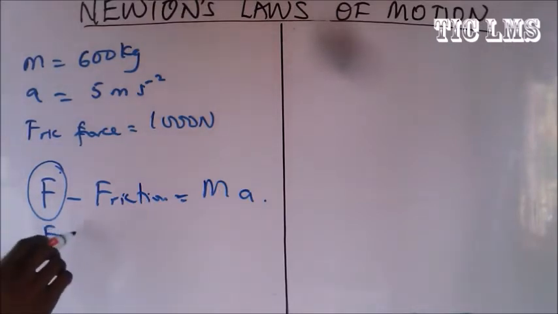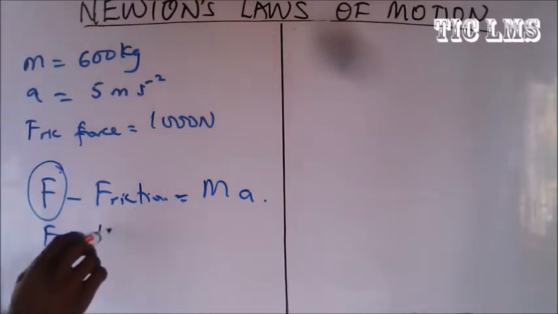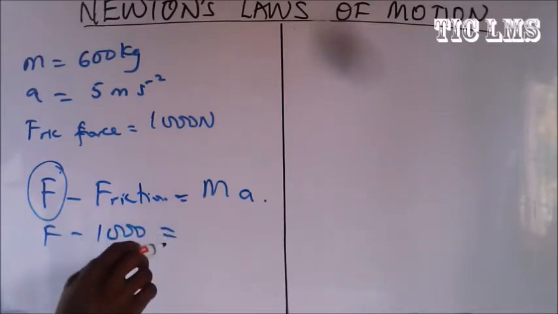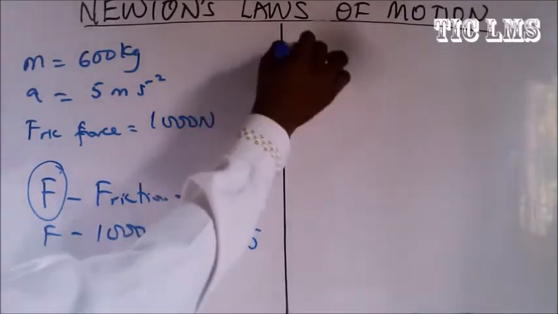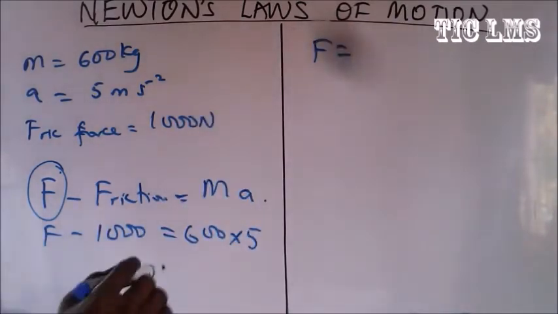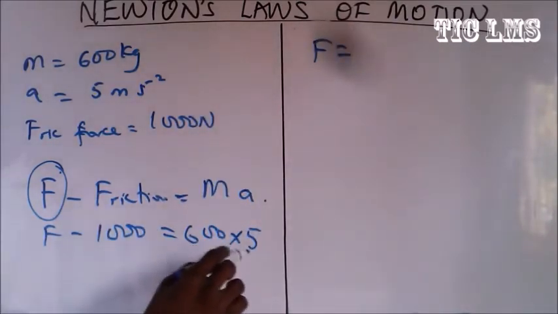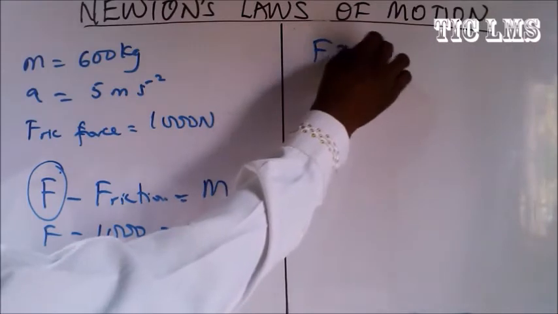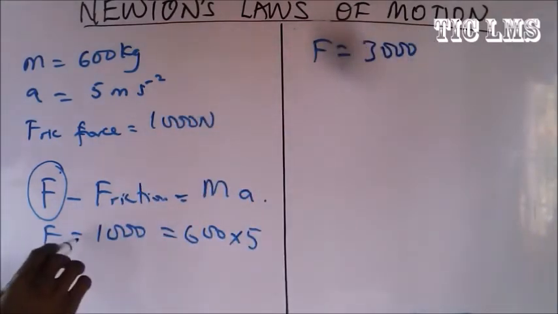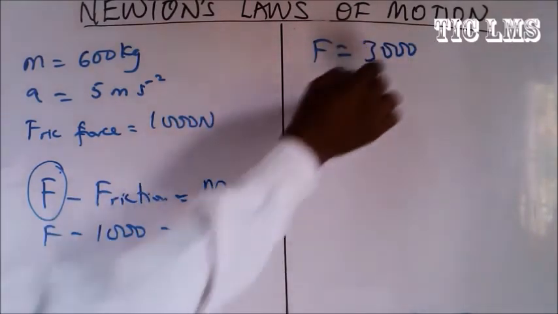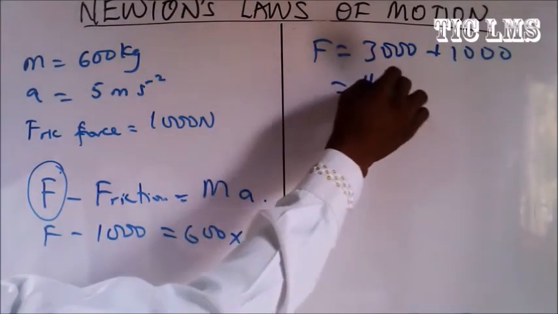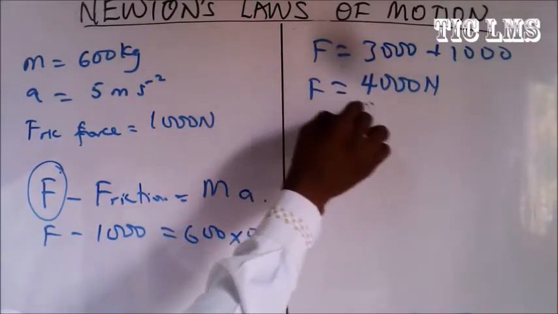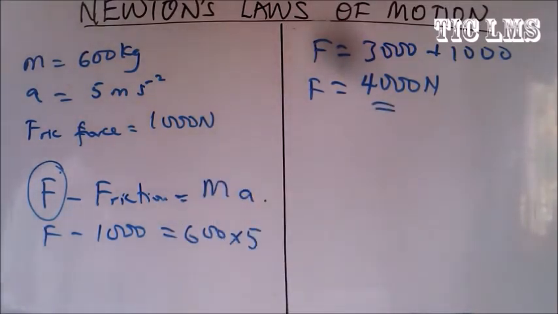So the force minus the frictional force, which is 1000 Newton, equals the mass, which is 600, multiplied by 5. So this force equals 600 times 5, that gives us 3000. Then we'll bring this minus 1000 over to this side to become plus 1000, and that gives us 4000 Newton. So here is the force produced by the engine to keep the body in motion.